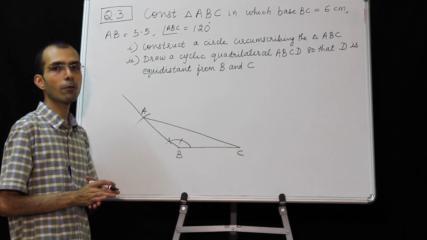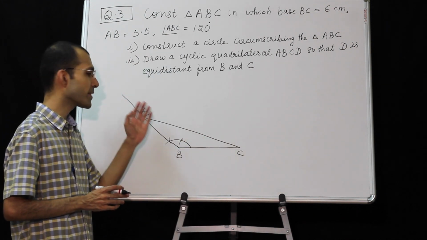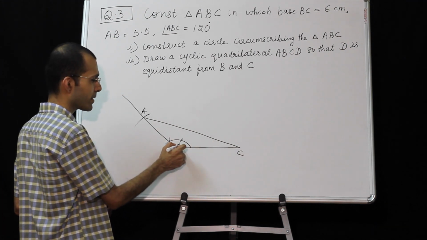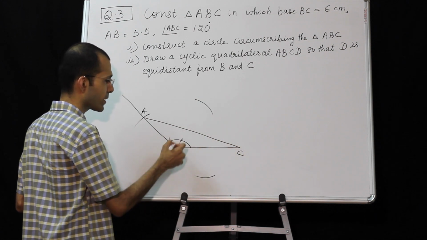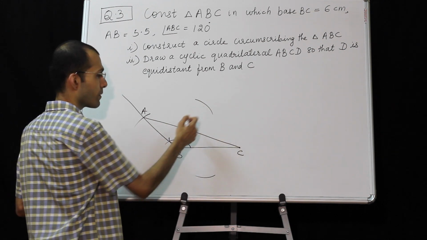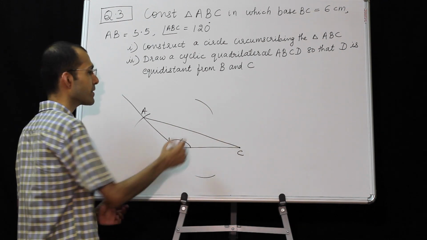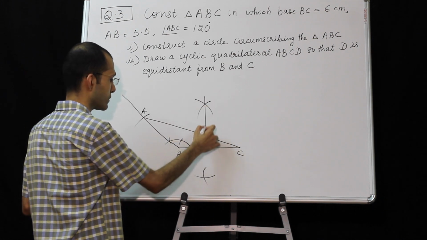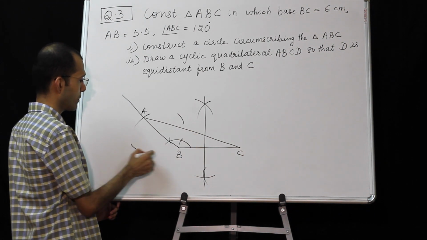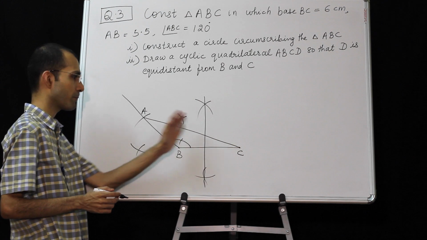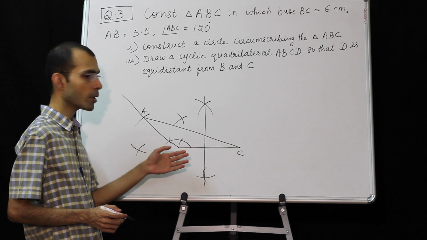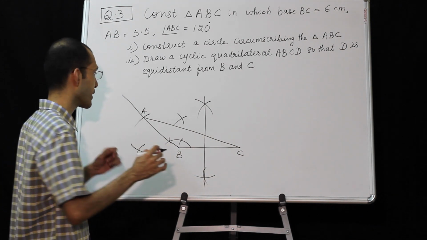So for circumcircle, what do we need? Perpendicular bisectors of any 2 sides. So I will take BC and AB. B as the center, radius more than half, draw the arcs on either side. With C as the center, with the same settings of the compass, previous settings, cut the arcs. Now take AB. Repeat the procedure, same what you did here. Perpendicular bisector of AB. We drew perpendicular bisector of BC, now we are drawing perpendicular bisector of AB.